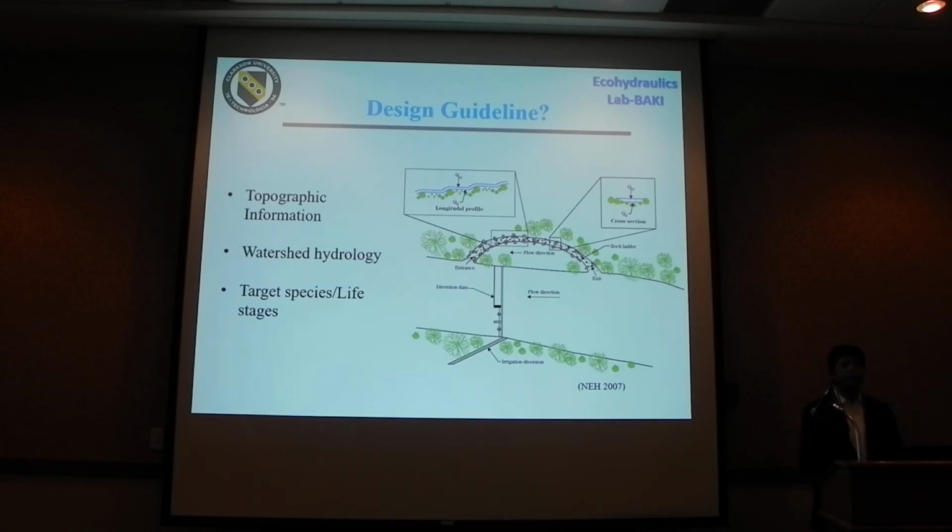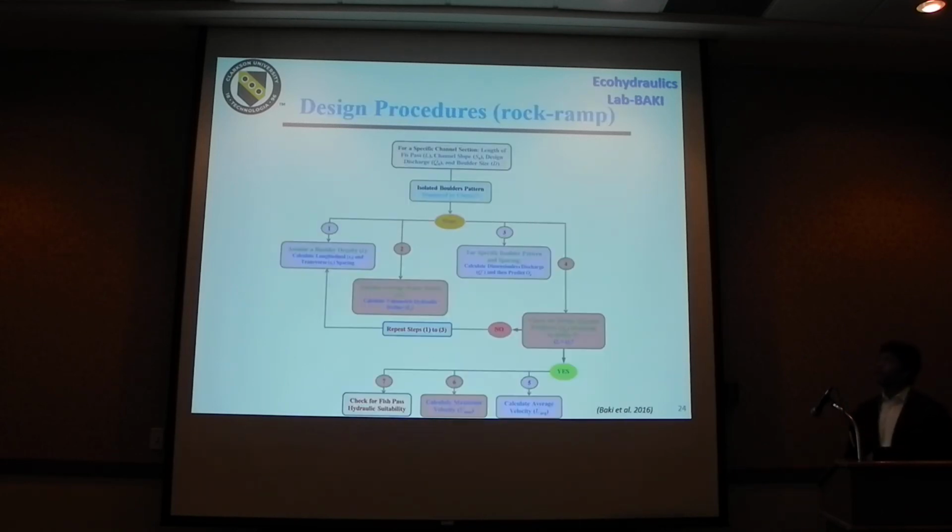structure for the implementation. And once we have the topographic information, watershed hydrology, and target fish species, probably we can use this design procedure. For example, this is the rock ramp design procedure to design a rock ramp structure. So if you follow this design procedure, then we can design our rock ramp. In a similar way, we also propose the design procedure for the rock ramp with nozzles and without nozzles.